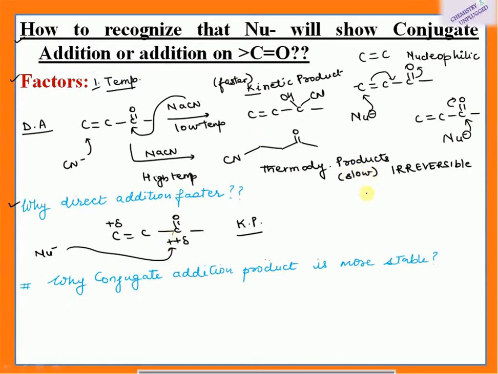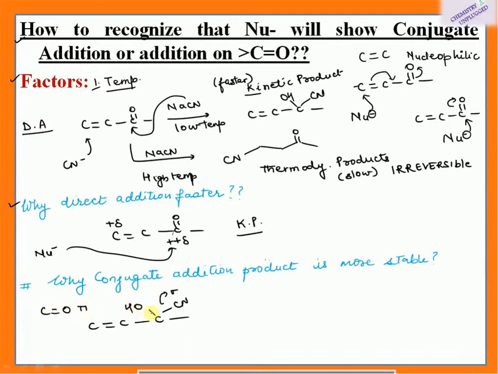Then why is the conjugate addition product more stable? Thermodynamic products are more stable in nature. So what is the reason behind it? If you look at this kinetic product, here we are forming a new sigma bond. This new sigma bond is formed by breaking one pi bond. This carbonyl pi bond is broken and then it will form a new sigma bond.